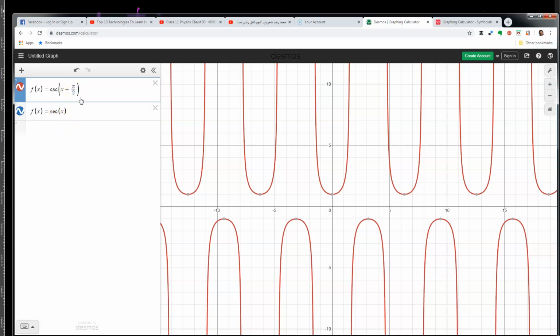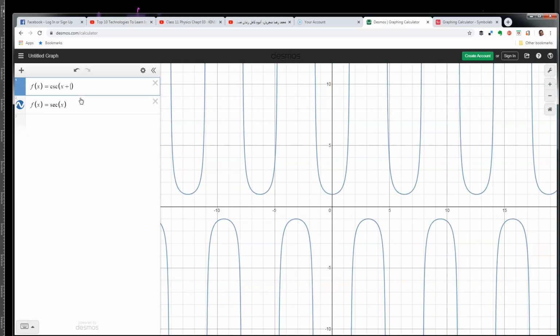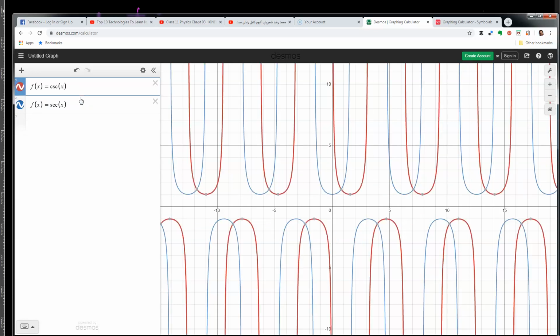So you can of course move all of these functions around as much as you want or as much as you need, but that's basically how they behave, and that's actually pretty interesting.